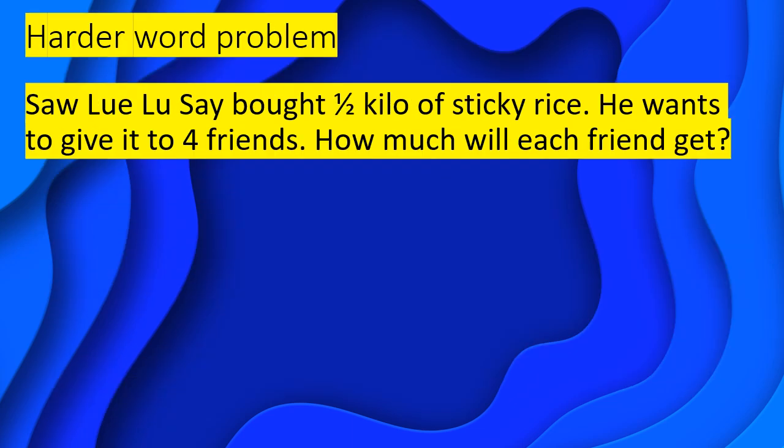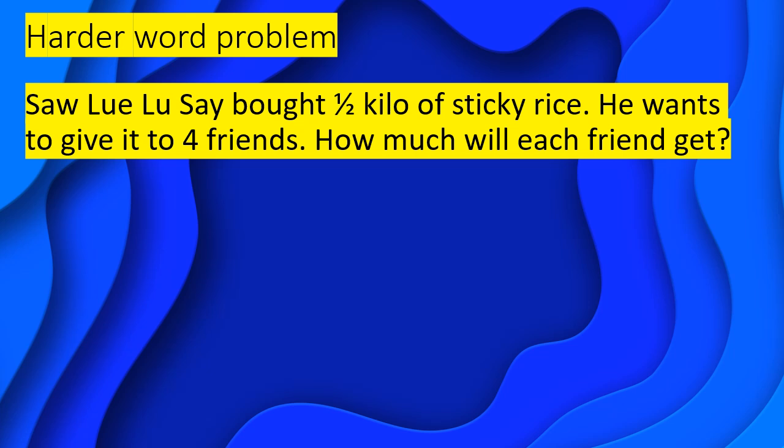And now a slightly harder word problem. So Lulusay bought half a kilo of sticky rice. He wants to give it to 4 friends. How much will each friend get? So the first thing we have to do is to convert the story from a story into a math problem. We have 2 pieces of information. There's half a kilo of rice, and he wants to give it to 4 friends.